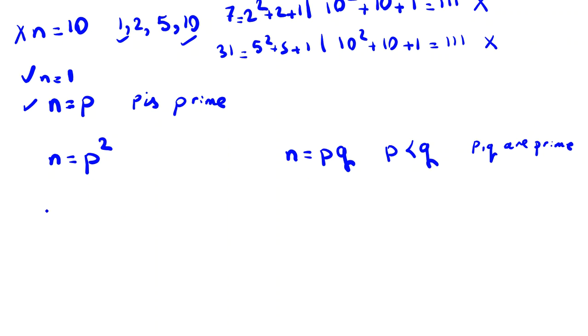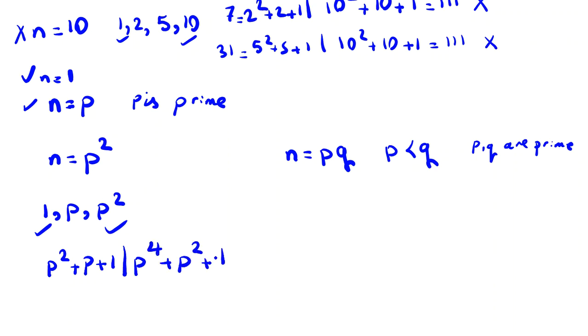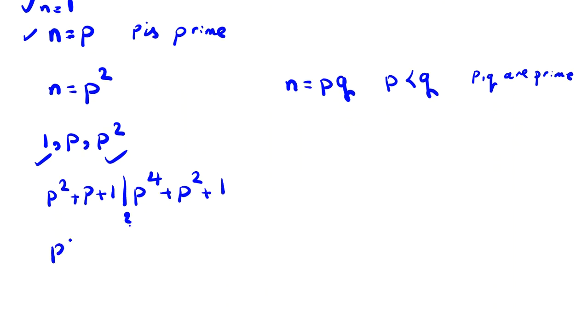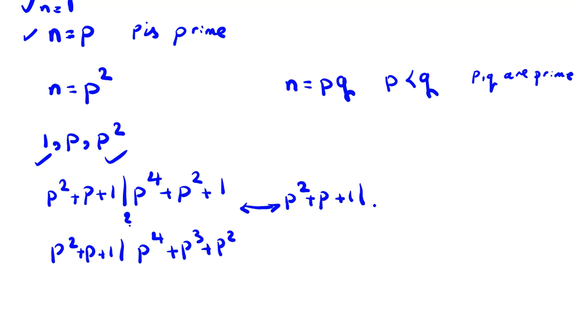So for p squared, the divisors of n are 1, p, and p squared. 1 and n are okay. Let's check p. p squared plus p plus 1. We should see whether it divides p^4 plus p squared plus 1. Now, we want to say whether it is correct or not. We know p squared plus p plus 1 divides itself. So if you multiply it by p squared, it will be p^4 plus p cubed plus p squared. Then if we subtract, it is equivalent to p squared plus p plus 1 dividing p cubed plus p squared minus p squared minus 1.